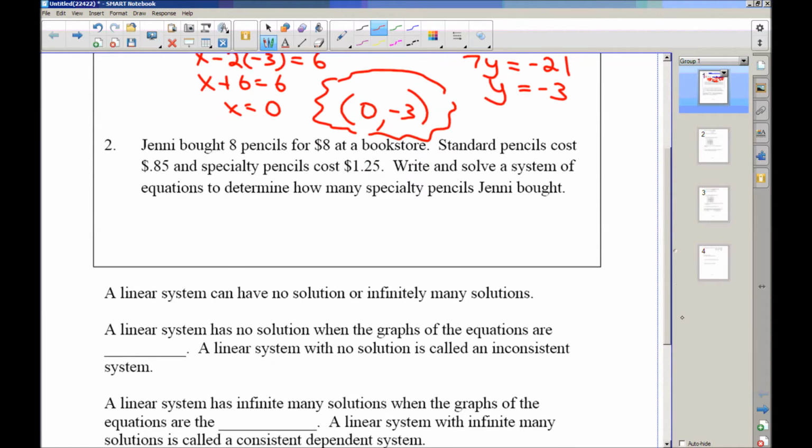All right, Jenny bought 8 pencils for $8 at a bookstore. Standard pencils cost 85 cents, and specialty pencils cost $1.25. Write and solve a system of equations to determine how many specialty pencils Jenny bought. Okay, so she bought 8 total pencils, and she bought 2 different kinds. So we'll let x equal the number of special pencils, and we'll let y equal the number of standard pencils.